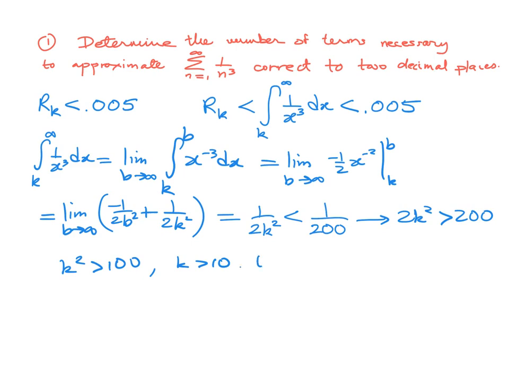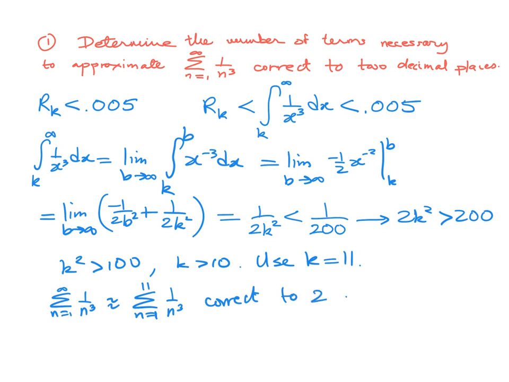So I'm going to say use k equals 11. So we've now discovered that if we do that sum from 1 to 11, then that answer will be close enough to the actual sum that the first 2 decimal places are accurate. In other words, it's correct to 2 decimal places. So we can either state that as we need 11 terms, or we can say the sum n equals 1 to infinity of 1 over n cubed is approximately the sum n equals 1 to 11 of 1 over n cubed, correct to 2 decimal places.